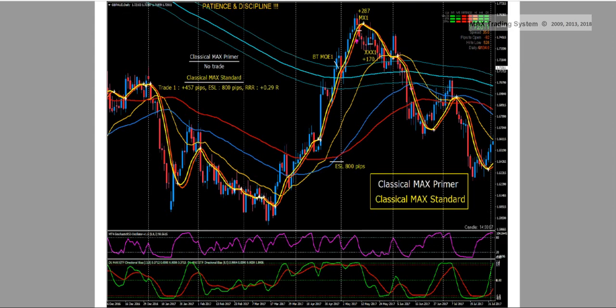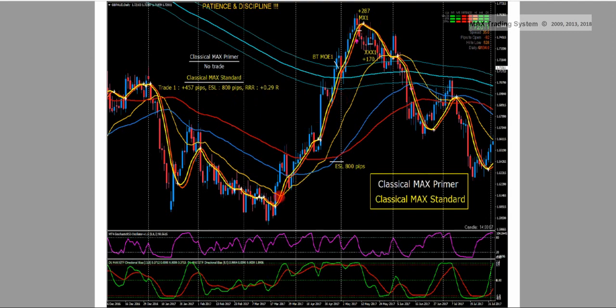With the classic MAX, it was only possible to consider that portion of the trend, so a long trade above the home base, giving, as you can see, a small profit. No trade with the MAX Primer, only one with the classic MAX standard, with a small reward to risk ratio because the movement was a small one. And this is the kind of situation which has been frustrating for me in the past.